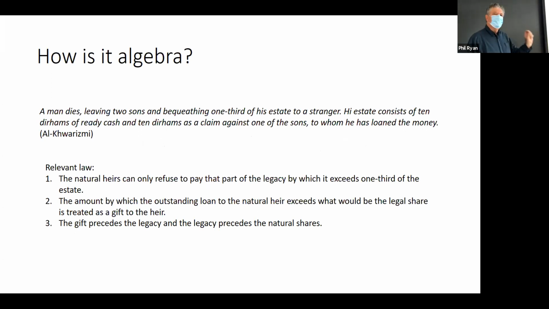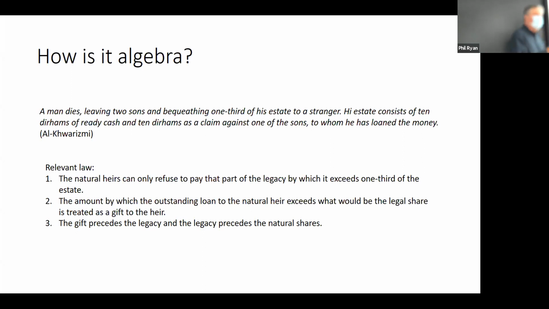Okay, and so the relevant bits of law is the natural heirs can only refuse to pay that part of the legacy by which it exceeds 1/3 of the estate. The amount by which the outstanding loan to the natural heir exceeds what would be the legal share is treated as a gift to the heir. The gift precedes the legacy, and the legacy precedes the natural shares.